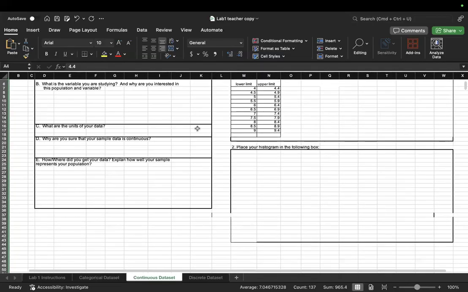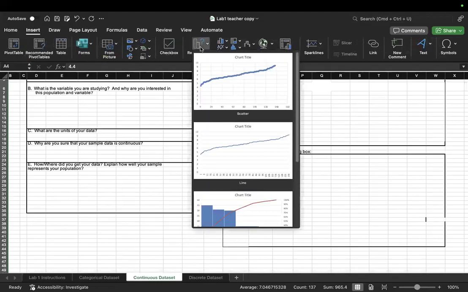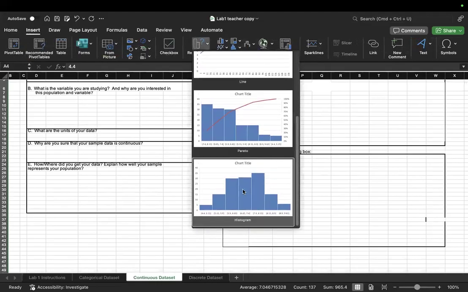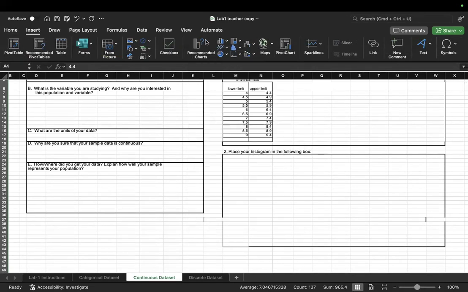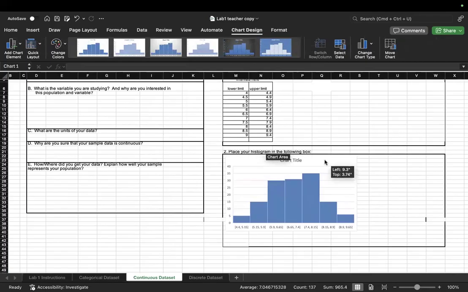I'm going to highlight all of that, and then I'm going to insert. And as I said before, the recommended chart will be there. Most likely, the recommended chart will be there. So it's right there. If it's not, you can see one right here. Click on histogram. It is so ugly when you start.